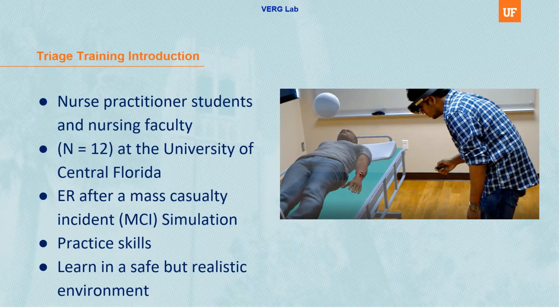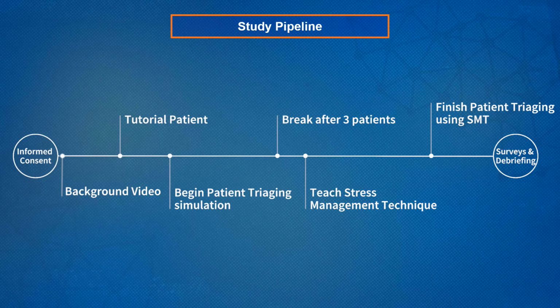Nurse practitioner students and nursing faculty at the University of Central Florida used this simulation of an ER after a mass casualty incident. In this simulation, there is a virtual victim on a bed in front of you. Participants had to triage the patients one at a time in an accurate and timely manner. After each patient was tagged, the participant would write down their stress level. The next patient then appeared on the bed. This type of interaction provides nursing students the opportunity to practice skills they have learned in a safe but realistic environment.